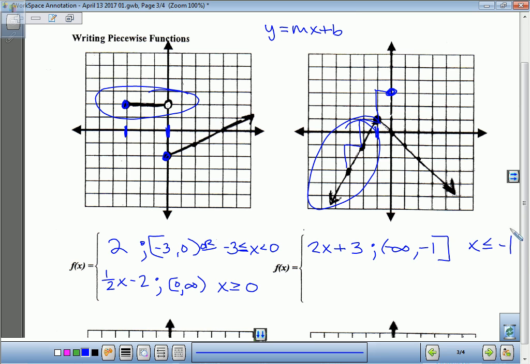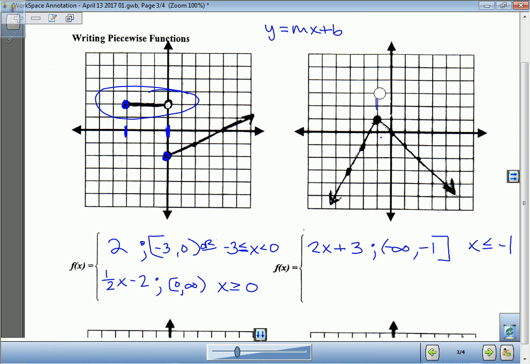Okay. Now, I chose to let this solid closed circle go with my top equation. I could have said, this one is not equal to, but the next one is equal to. One is, the other isn't. And it doesn't matter which way you do it. You just can't do both.